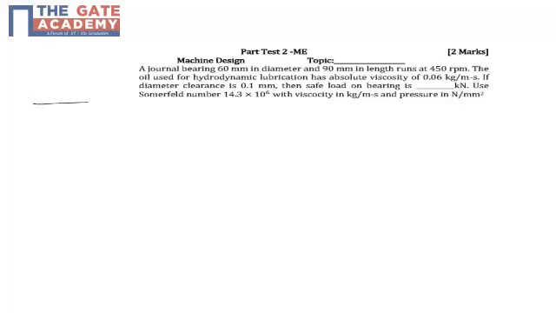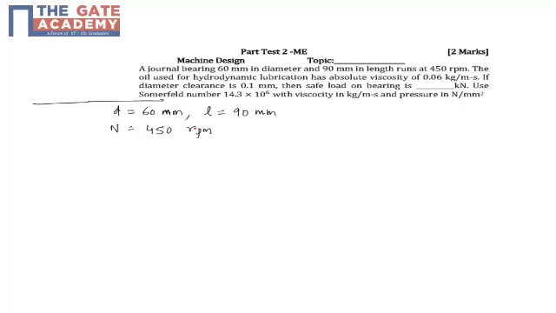Let's discuss another question on machine design. This time it is from journal bearing. So a journal bearing has a diameter of 60 mm. The length is given as 90 mm and it runs at 450 rpm.